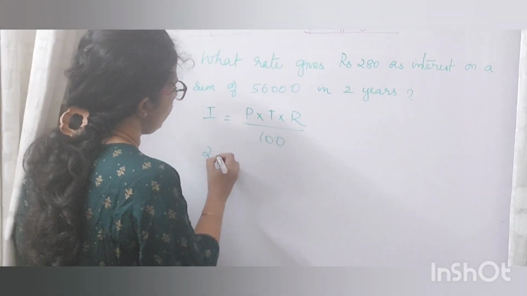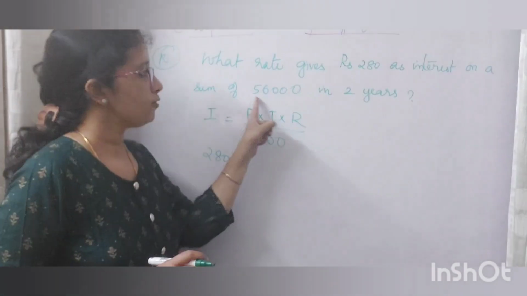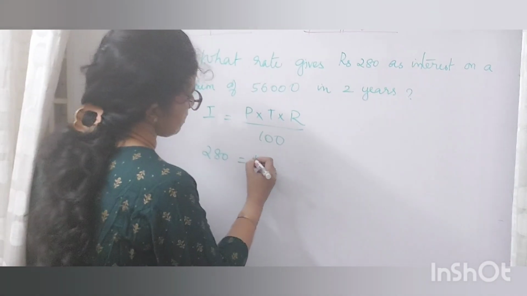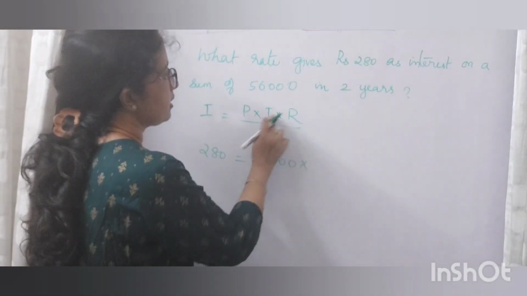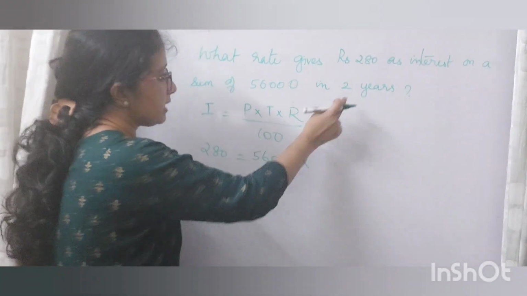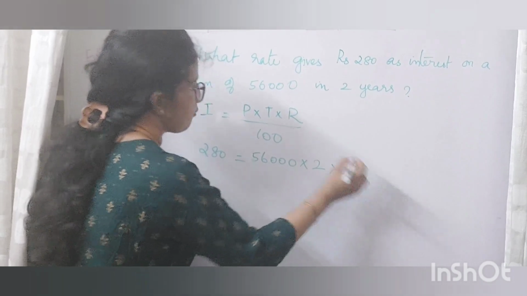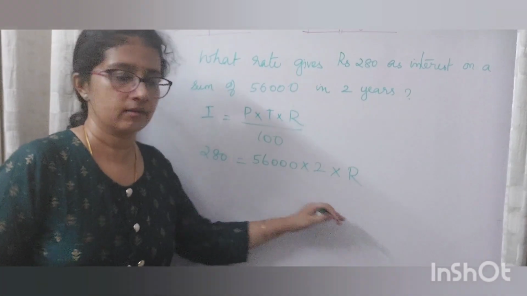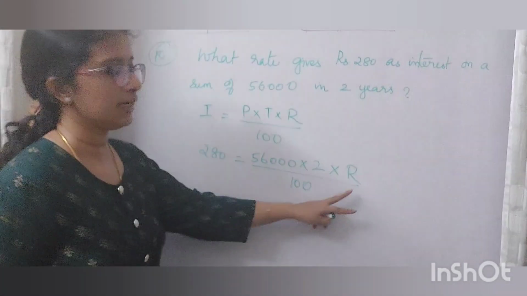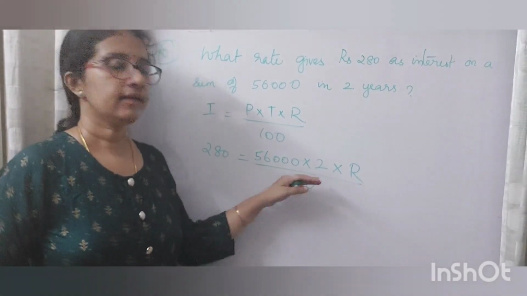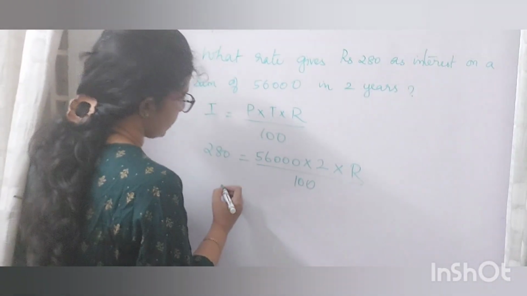Okay, so 280 is equal to, what is the principal amount they have given? 56,000. So 56,000 into, what is T? 2 years. T is time, right? That is 2 years. 2 into R is what we have to find out. So R is the variable here. So R by 100. So what should we do to find R? Keep R on one side and take all the other constants to the other side.